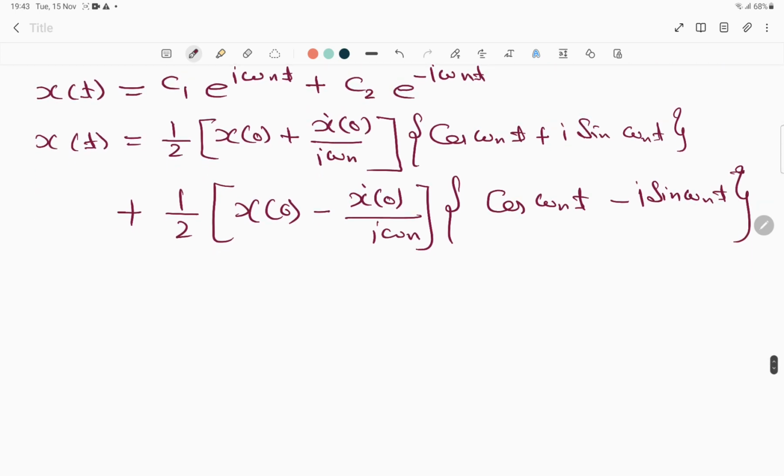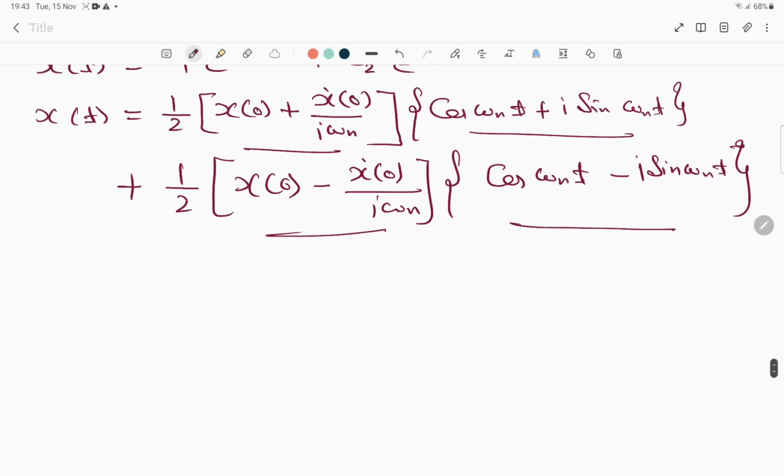So you can see I now have 8 terms. Why am I saying 8 terms? There are 2 terms over here and 2 terms over here. That will multiply, that will give me 4 terms. 2 terms over here, 2 terms over here, they will multiply, they will give me 4 terms. So 4 plus 4, 8 terms I will have. So those 8 terms I am writing one after another.